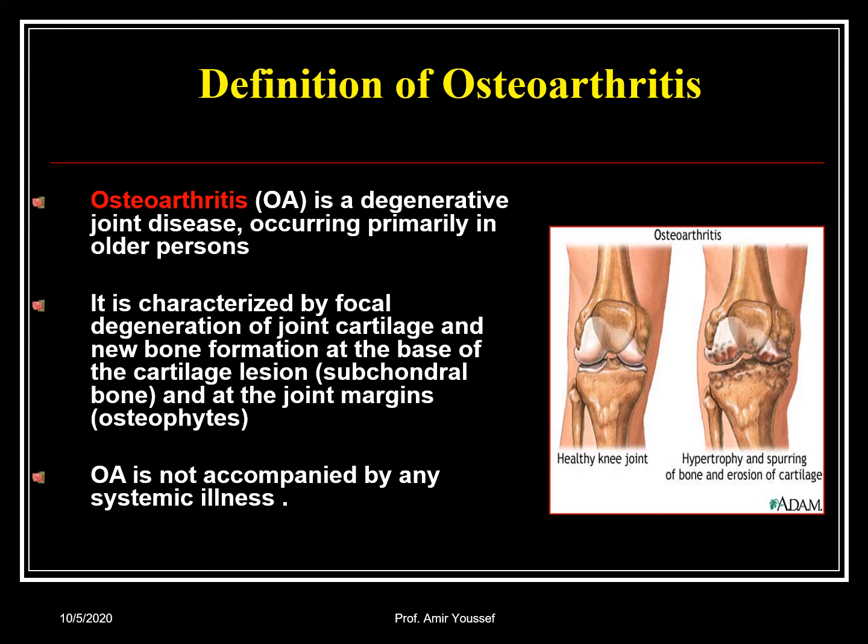This is the healthy knee joint. This is the hypertrophy and the sparing of bone and the erosion of the cartilage. Osteoarthritis is not accompanied by any systemic illness.